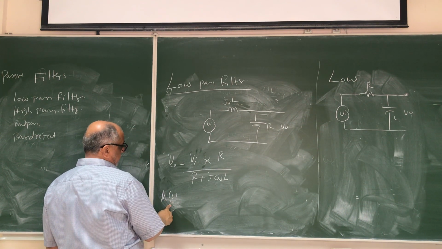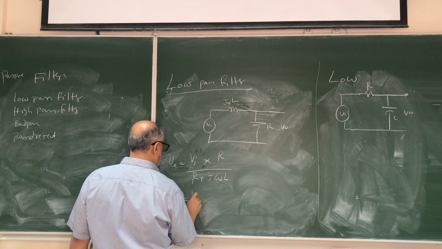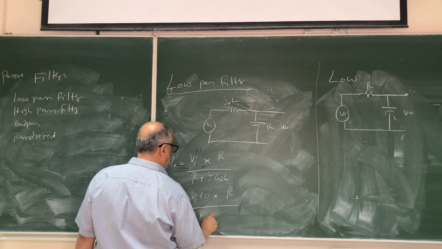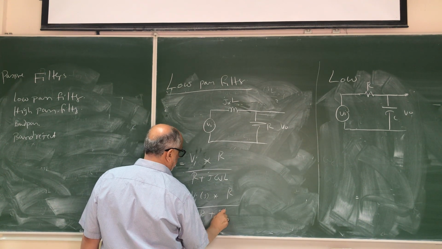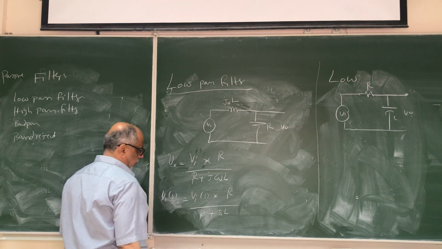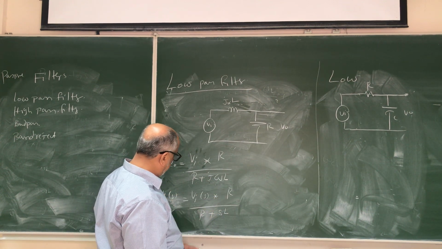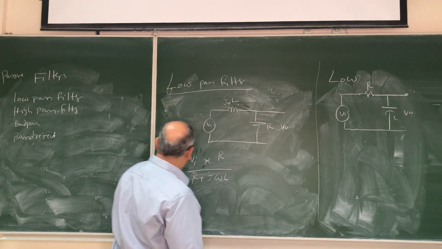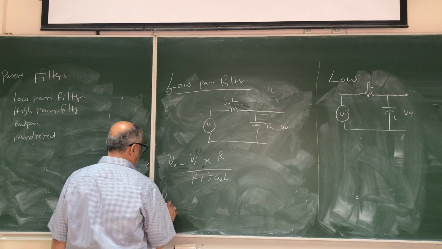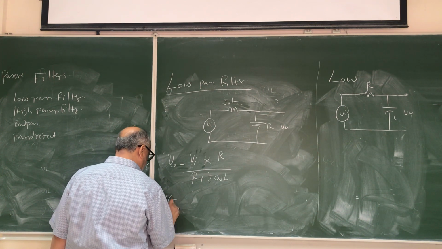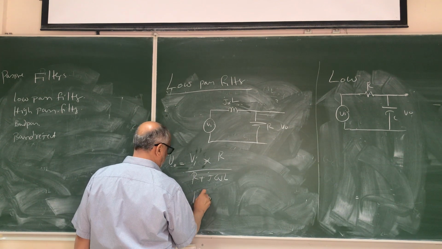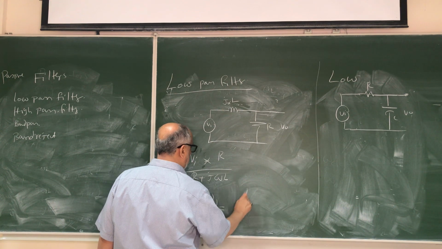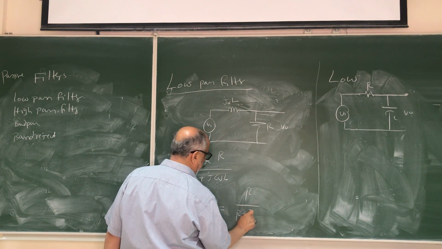So as a function of S in the S domain, it is equal to Vi of S times R over R plus SL. Okay? This is the S domain representation. So you can see j omega is S. Let's take S to be j omega, and we can say V out, or H of j omega, is equal to V out of j omega over Vi of j omega, and that is equal to R over R plus j omega L.